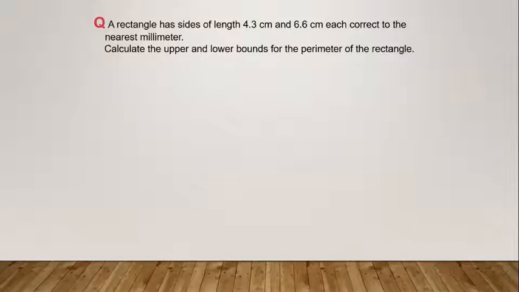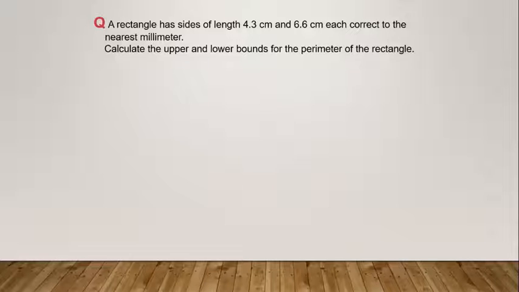So here you have a rectangle that has sides of length 4.3 centimeter and 6.6 centimeter. So the length is 6.6 and the width is 4.3. Okay, and this measurement is correct to the nearest millimeter, which is exactly 4.3 centimeter, meaning 4 centimeter and 3 millimeter, 6 centimeter and 6 millimeter. You are supposed to calculate the upper and lower bounds for the perimeter of the rectangle. So how do we go about it?